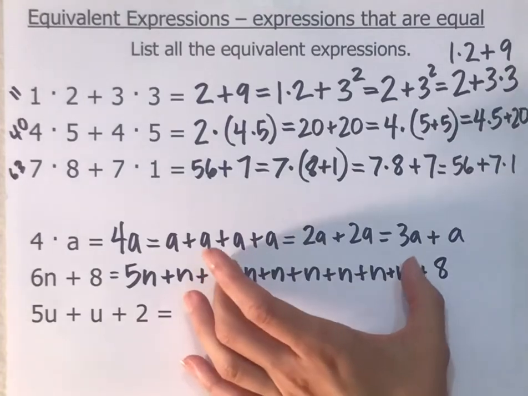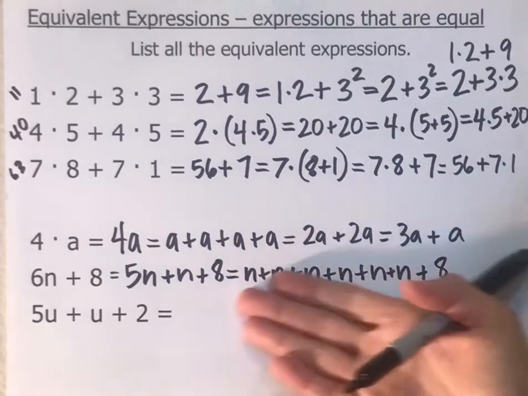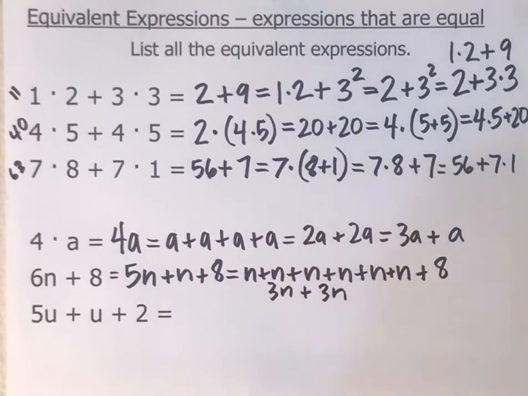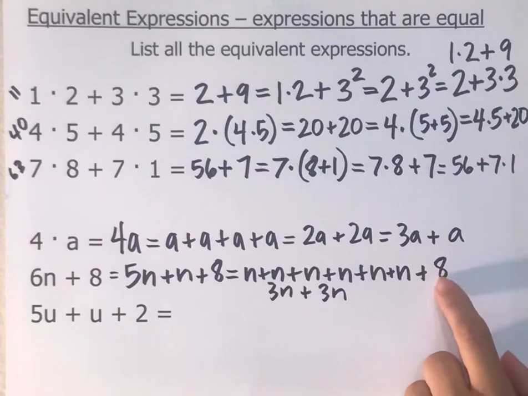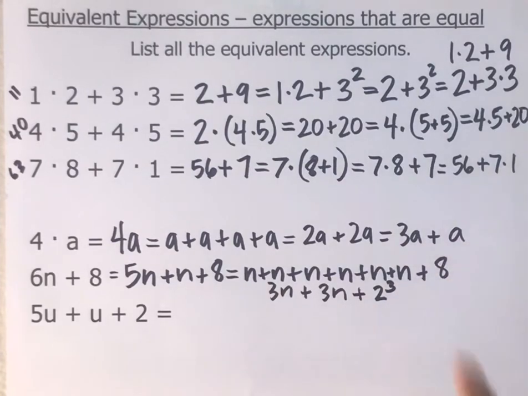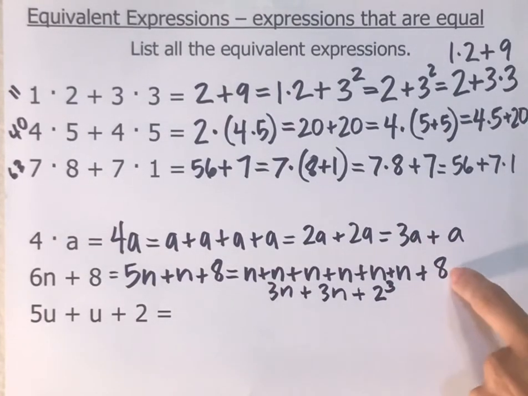Then we can split that up all kinds of different ways. So we could split that up into 3 and 3. So we could do 3n plus 3n. Do you know that we can even represent that 8 with an exponent? Because I know that 2 to the power of 3 also equals 8, because 2 times 2 is 4 times 2 is 8. So we can even split up that 8.